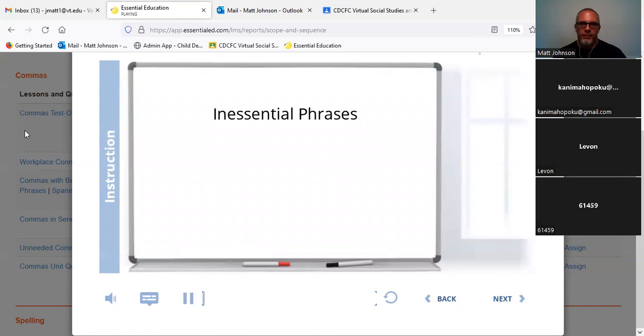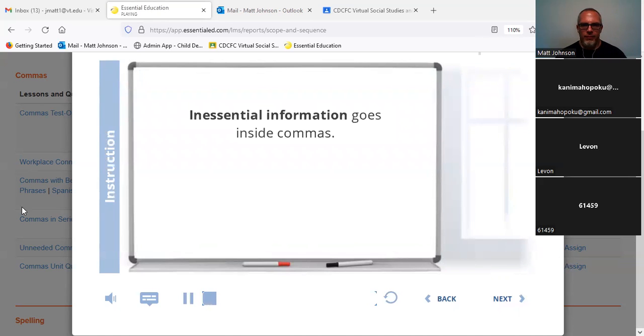Now let's talk about inessential phrases, sometimes called non-essential phrases. When you add extra information in a sentence, you can set it off with commas to separate it out from the rest of the sentence. The commas let the reader know the information is inessential. It's not really needed to understand the whole sentence. The problem is often figuring out what is inessential information and what isn't.